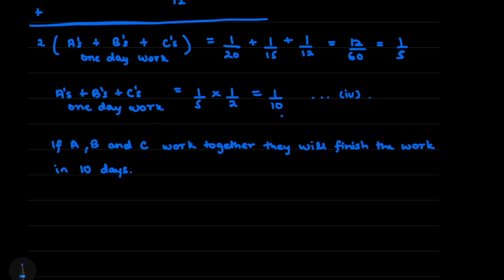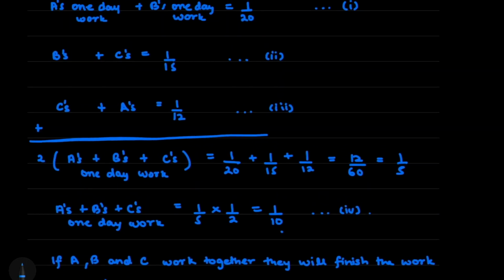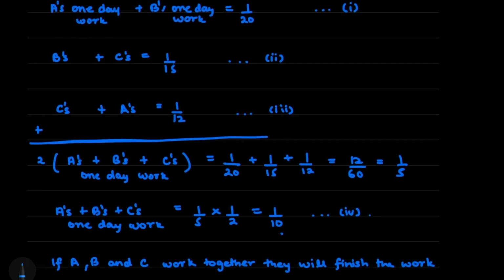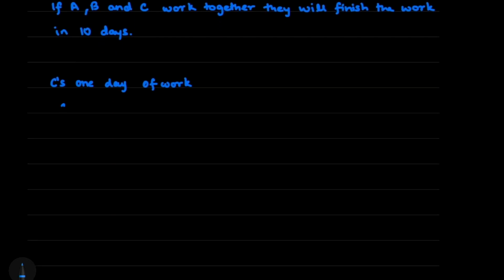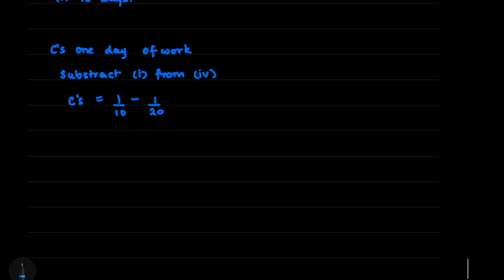So now, if we have to calculate a single person's work, then these equations would be very useful. Let's first start with C's 1 day of work. This can be calculated by subtracting A and B's work from A, B, and C's work. So that means we have to subtract equation 1 from equation 4. Let's write that down. This gives us C's 1 day of work as 1 by 10 minus 1 by 20, and that gives us 1 by 20. So C alone would take 20 days to complete it.